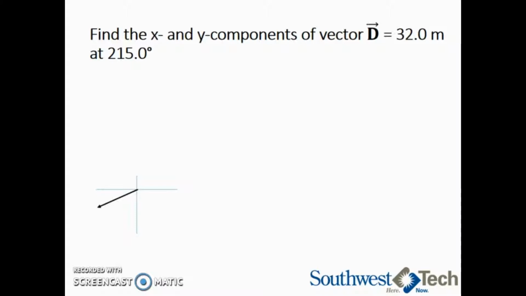The angle we need can be found by taking 215 degrees and subtracting 180 degrees. This gives us an angle of 35 degrees.